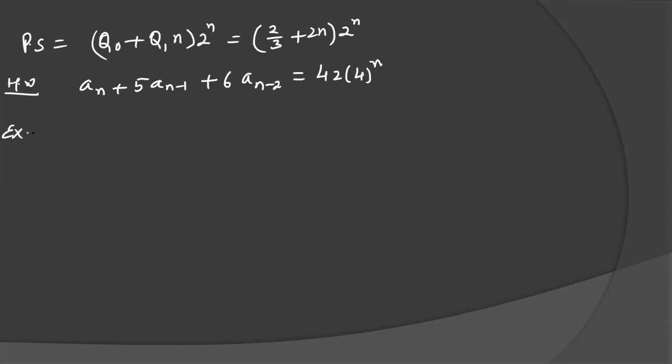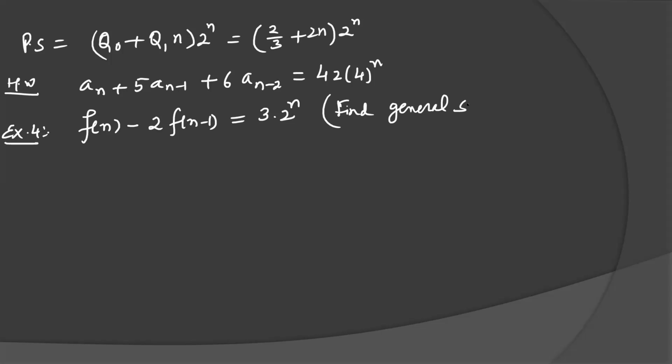The next example I am going to solve is based on case 4. Fn minus 2 fn minus 1 equal to 3 into 2 to the power n. Find the general solution. So let's see the solution.